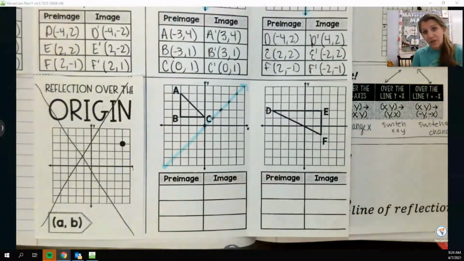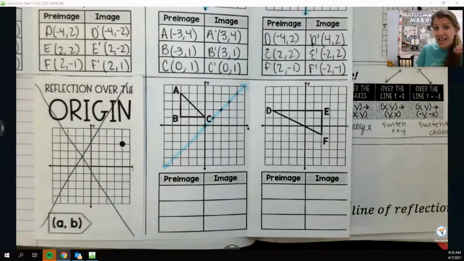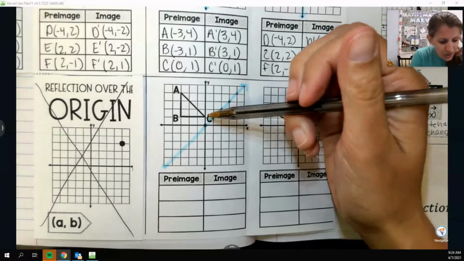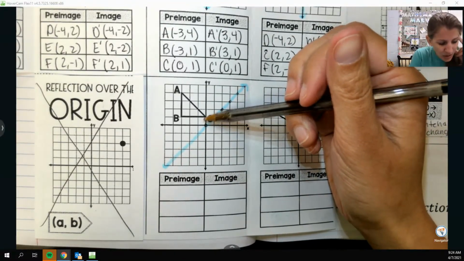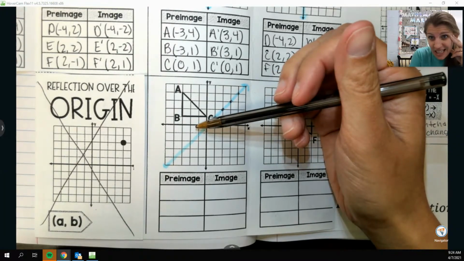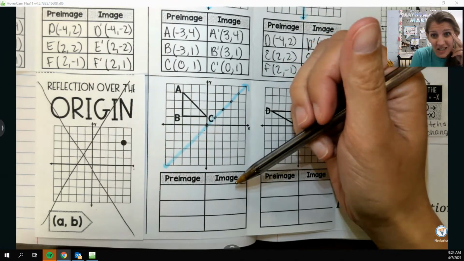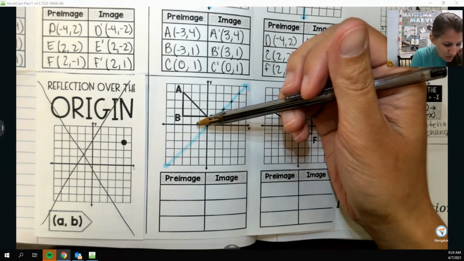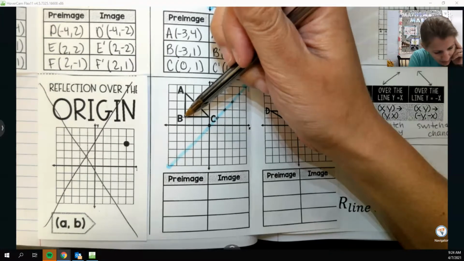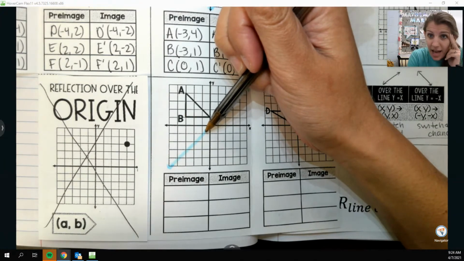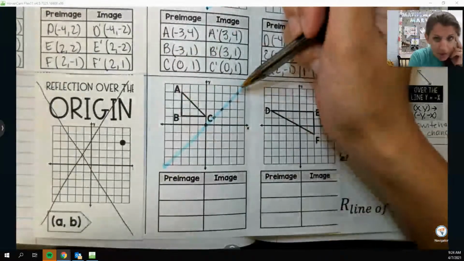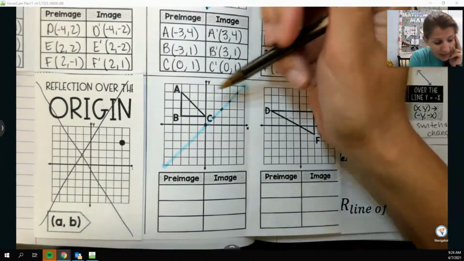If I'm going to reflect over that line graphically, it's kind of tricky, honestly. I need to count from this point to this line perpendicularly, and I have to do the same distance on the other side. So that's super tricky. To be perpendicular to this line, I have to do the opposite reciprocal slope. Because the slope here is 1, I need to do a slope of -1.